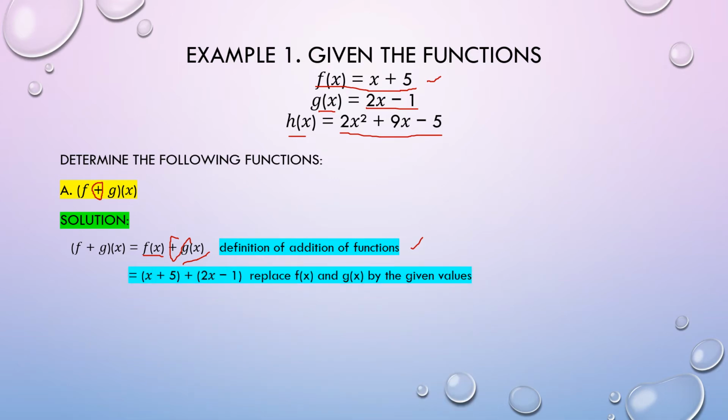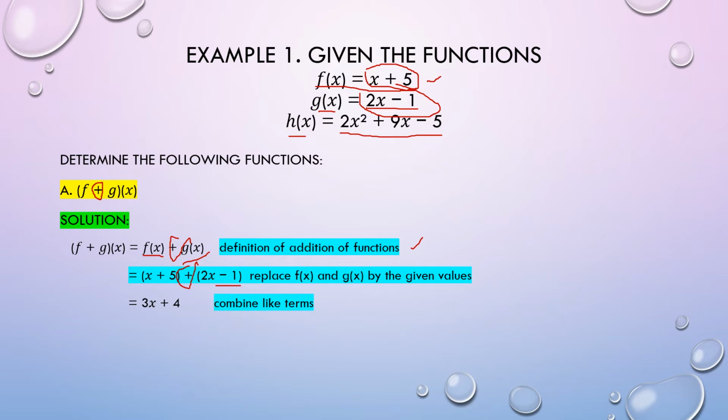Now, let's substitute them. So, we have f of x here, x plus 5, plus g of x, 2x minus 1. So, we just replace f of x and g of x by the given values. Next, we're going to combine like terms. When we say like terms, they are the same term.